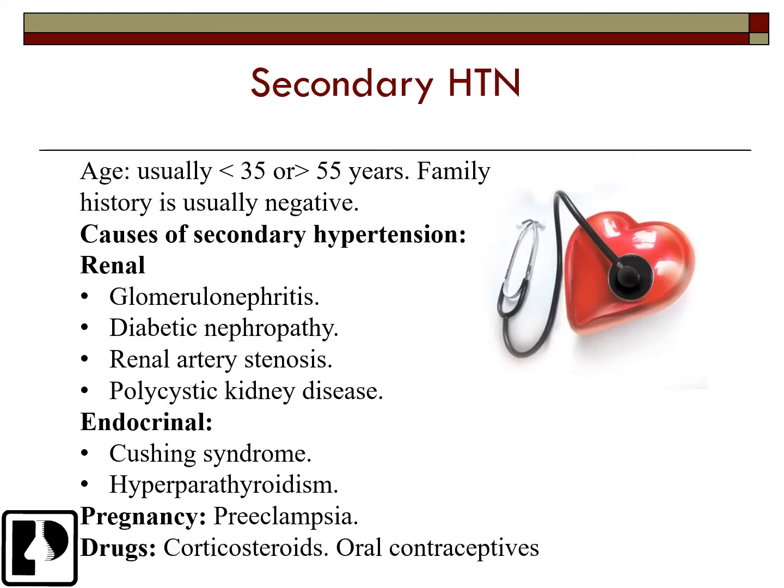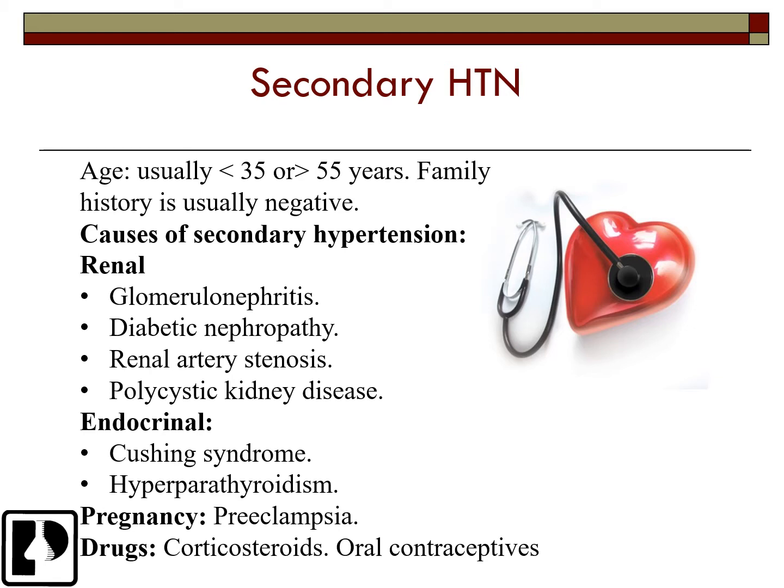Secondary hypertension usually occurs at an age less than 35 or more than 55 years, and family history is usually negative. The causes of secondary hypertension are any diseases that occur in the kidney, some diseases in the endocrine system, pregnancy, and drugs.